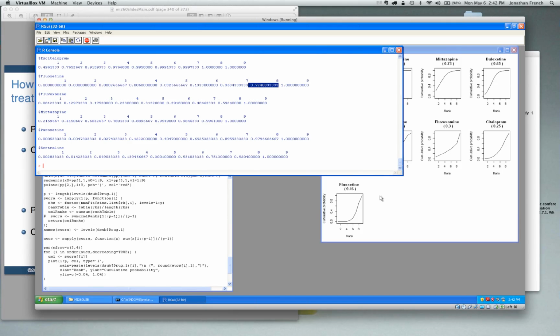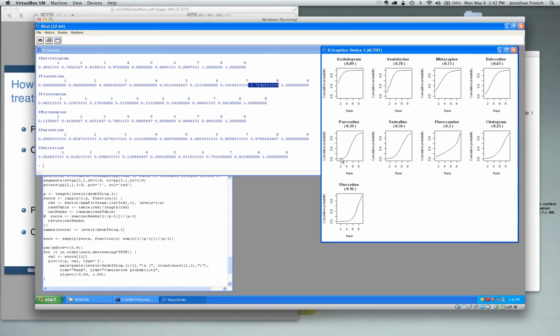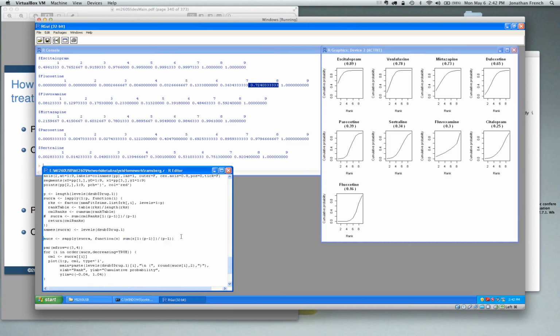And then what SUCRA is, is the area under this curve up to, not including the last one, because the last one's always 1, but up to, in this case, the 8th best. And that's what this function here does. It just takes the sum of the cumulative probabilities up to the 8th and divides by 8. We're just averaging those cumulative probabilities.